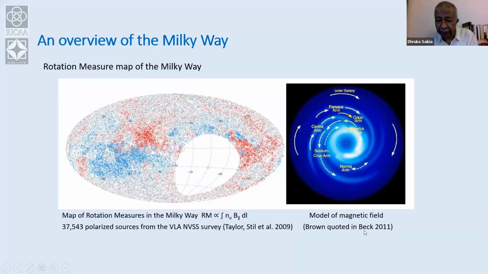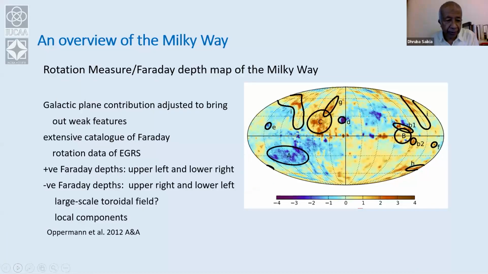This particular figure, which I took from a review by Rainer Beck, shows that only these two everybody agrees on. The others, the strength and the direction, people still argue and debate about. So basically, we need to increase the number of sources and make better models based on that. And this one is a more recent paper than the one I showed you, by Russ Taylor, Jo-Anne Stil and others. Oppermann, who you saw, there was a hole in the earlier one. In this one, the hole gets filled up, and you can also see that there are large regions of positive and negative, in addition to structures associated with probably individual features in our galaxy.